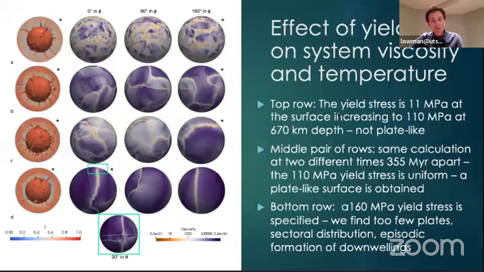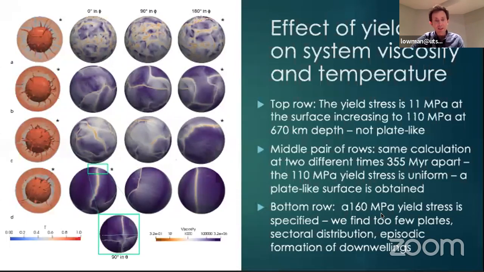In the top row, we have a yield stress of 11 megapascals at the surface that increases to 110 megapascals at 670 kilometer depth, but we do not get plate-like surface motion. In the middle pair of rows, which come from the same calculation at 2 different times, about 350 million years apart, we use a uniform 110 megapascal yield stress throughout the calculation, and we get something like a plate-like surface. I'll give you more details about this to come.